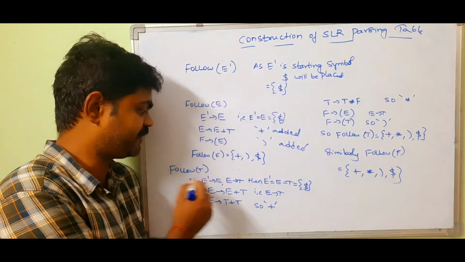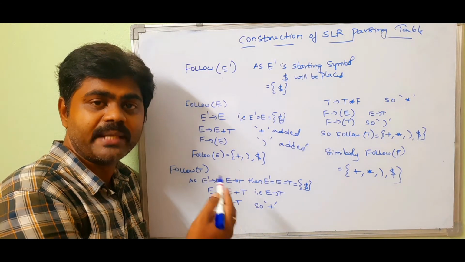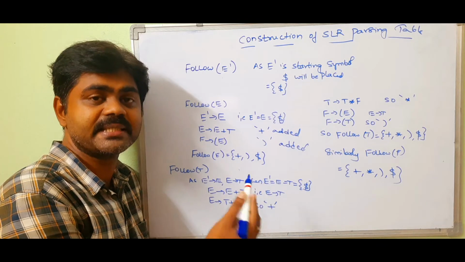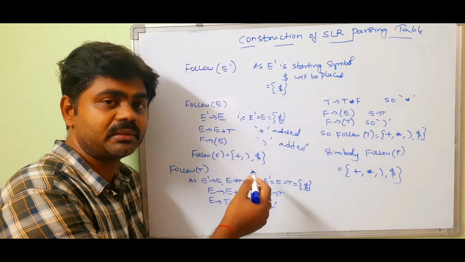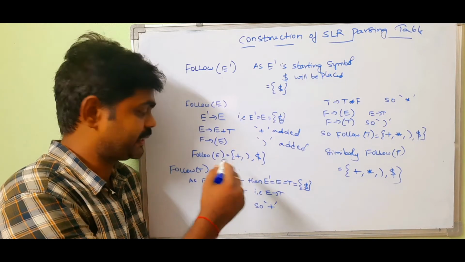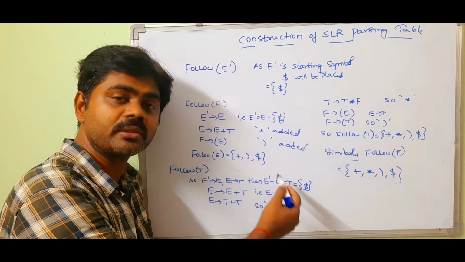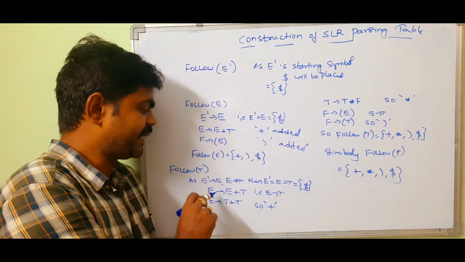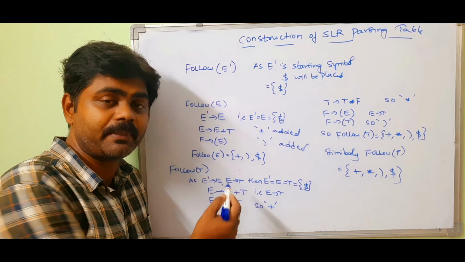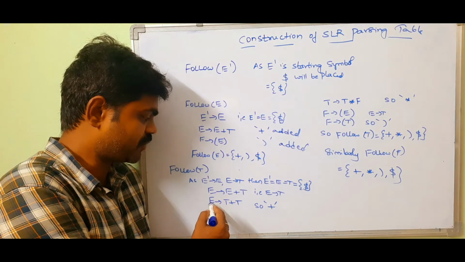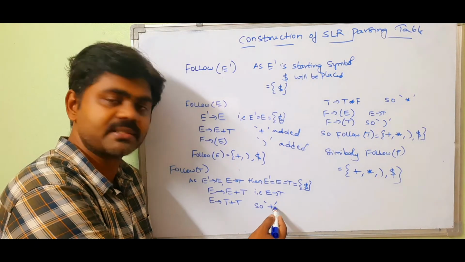Now calculate follow of T. As we have a production E dash tends to E, and a production E tends to T, E dash equals E and E equals T. So E dash equal to dollar means T is dollar. Next we have a production E tends to E plus T, and E tends to T. So in the place of E substitute T, and we get E tends to T plus T. After T we have plus, so add plus.